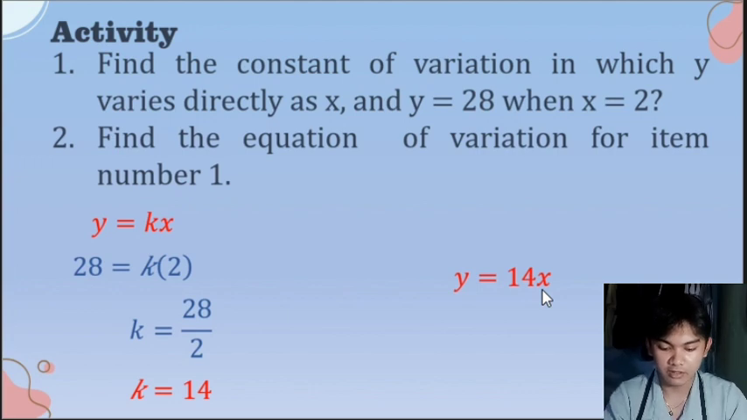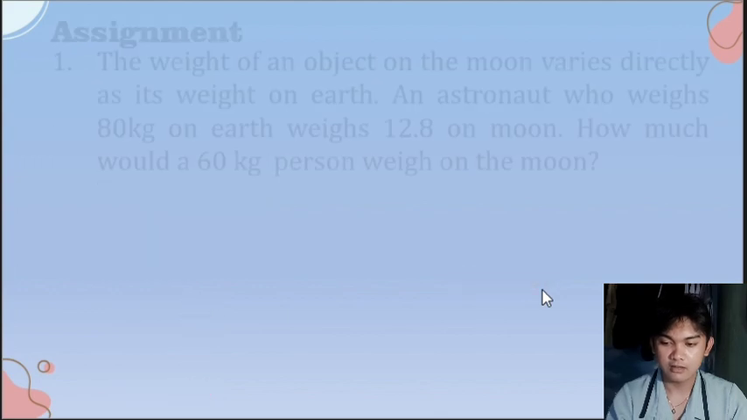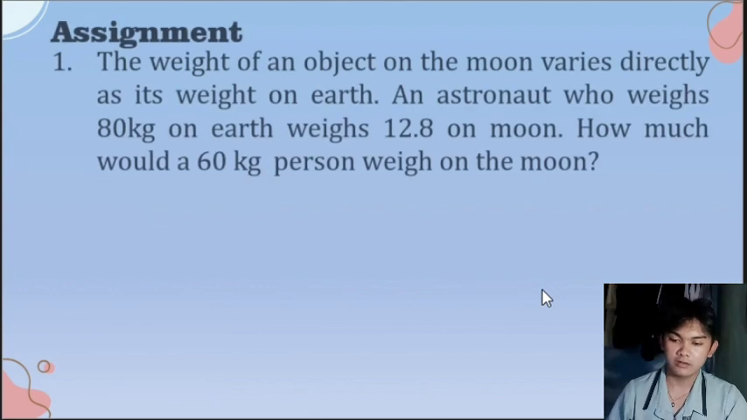So for your assignment, we have here: the weight of an object on the moon varies directly as its weight on Earth. An astronaut who weighs 80 kg on Earth weighs 12.8 kg on the moon. How much would a 60 kg person weigh on the moon?